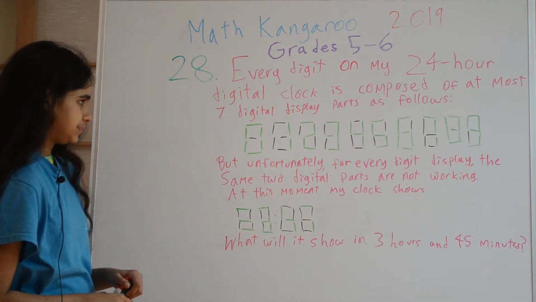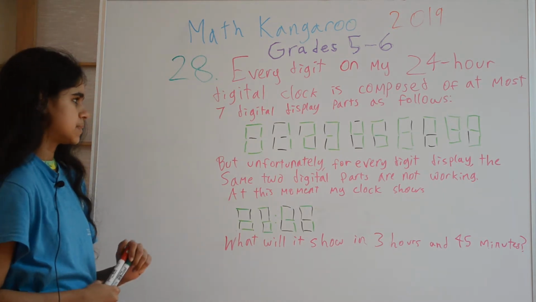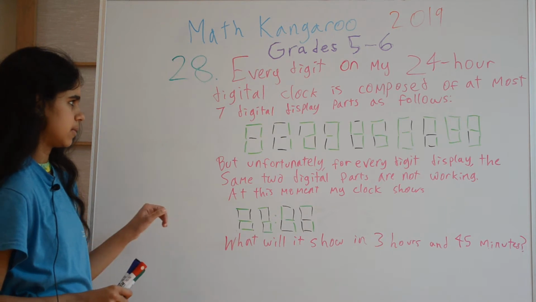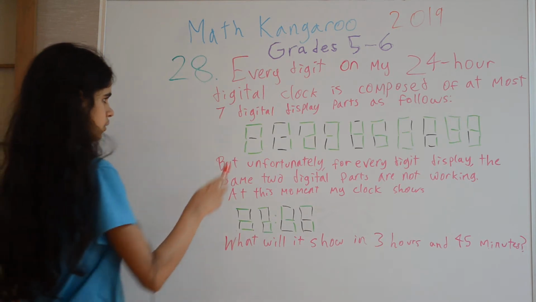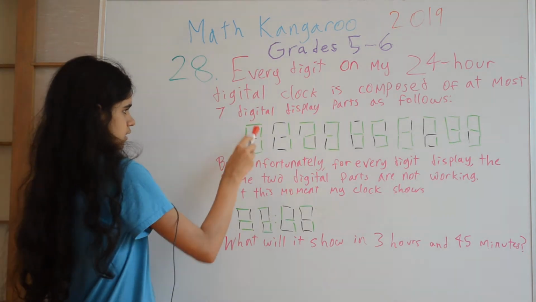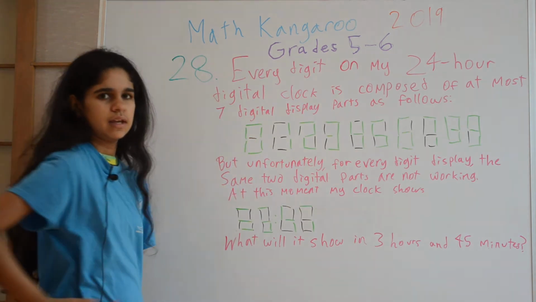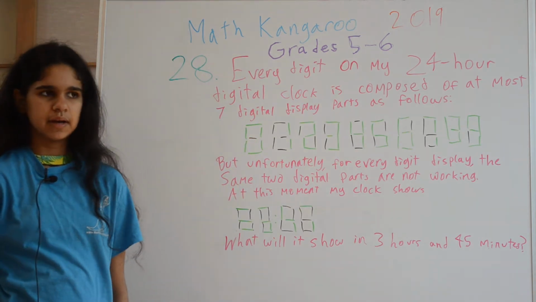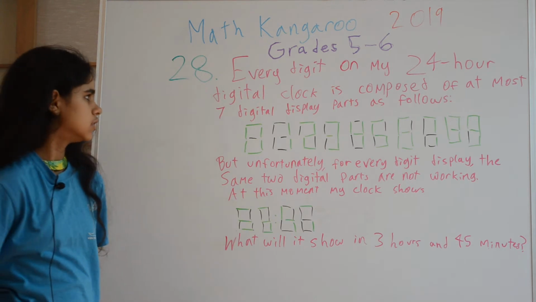And we see that only some of these parts are lit up for each number. For example, here we see these 6 are lit up, and then the one in the middle is black, showing that it's not lit up. It's not being used to show this.